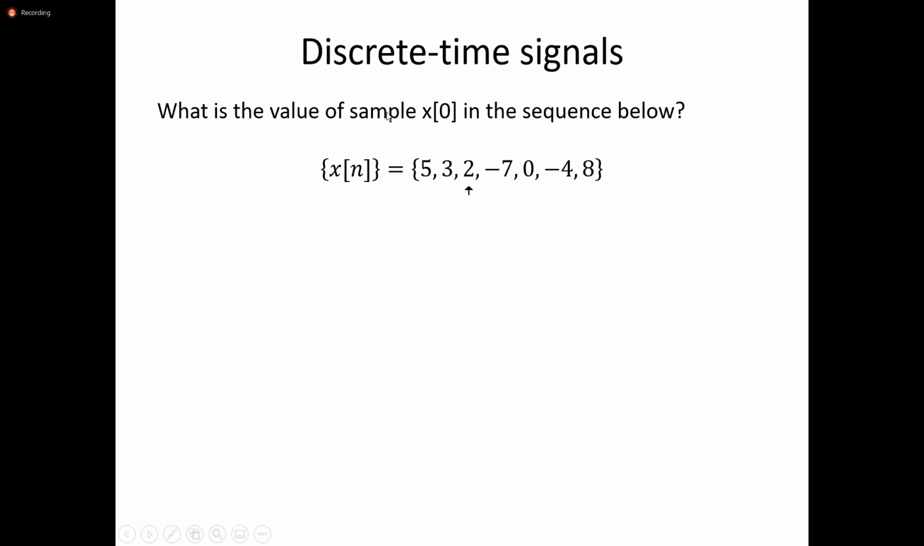All right, so what is the value of x of 0 in the sequence below? It is 2. So x of 0, sorry, is equal to 2. What does that make the other values in our sequence? At what value of n? We go to the left, we go negative. So this is x of 0, this is x of -1, x of -2. And on the other side, we have x of 1 being -7, x of 2 being 0, and so on.